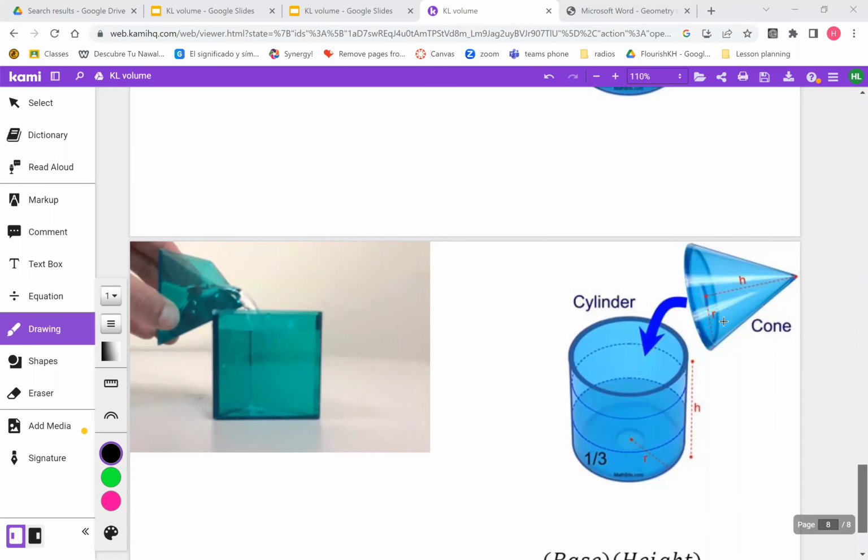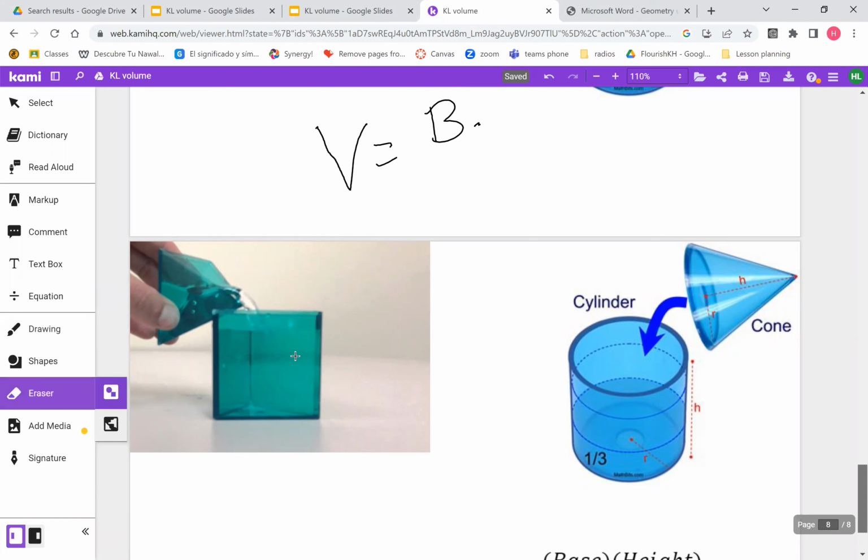Now for pyramids and cones, what I'm going to do, as you can see on the left, is use water. I got a prism. We learned yesterday that the volume of a prism is the area of the base times the height. Okay, so we learned that.